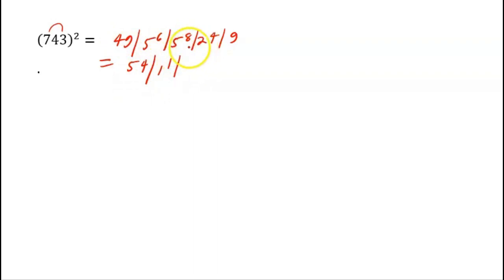And what will be this here? 8 plus 2 is 10, right? So again I will be writing 1 and 0. And now it is 4 and 9. So let us do one more adjustment.